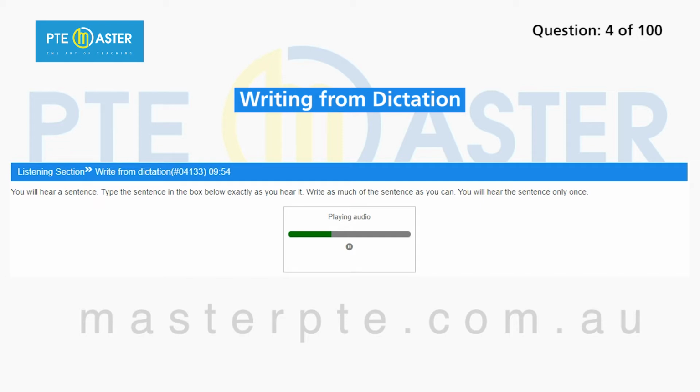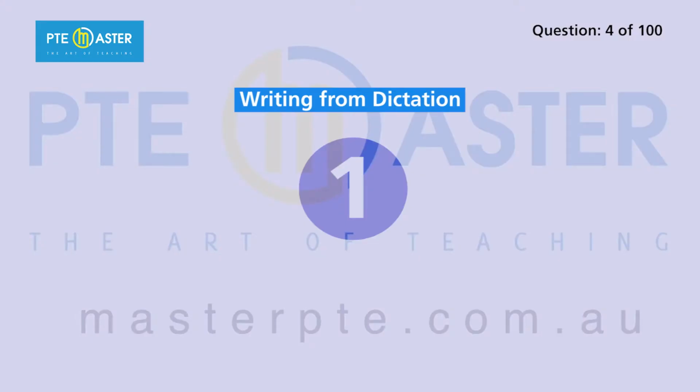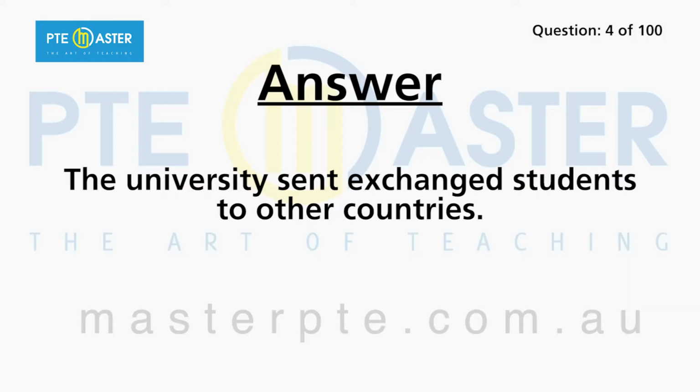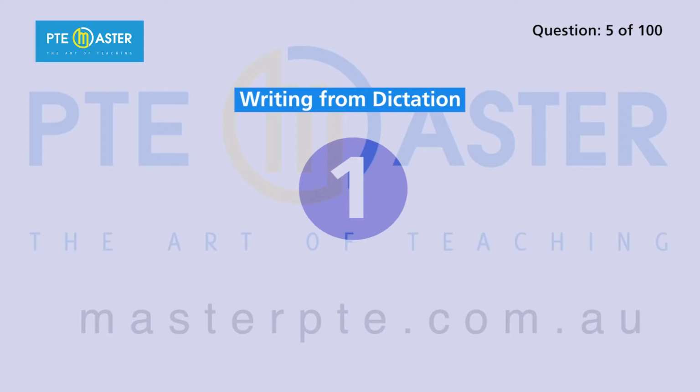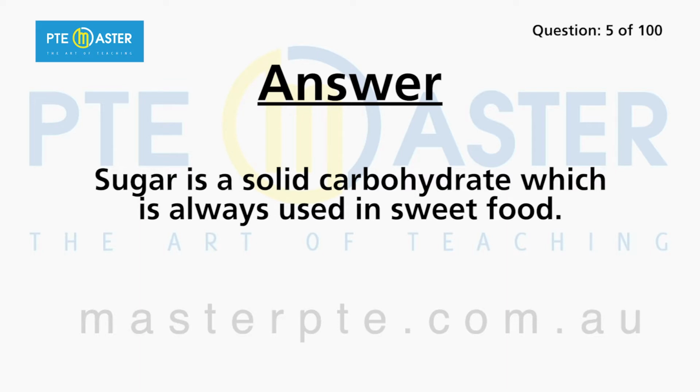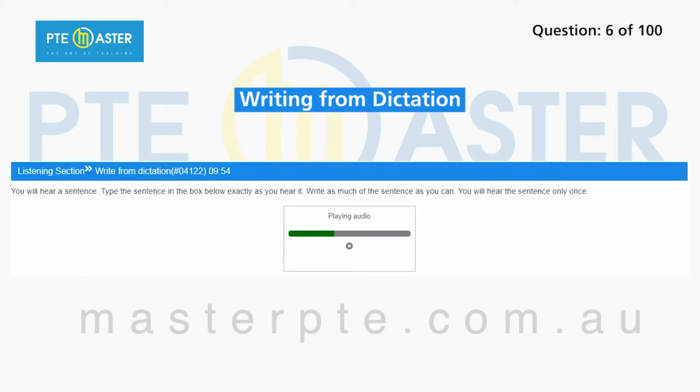The university sent exchange students to other countries. Sugar is a solid carbohydrate which is always used in sweet food. The course will start with the history of architecture.